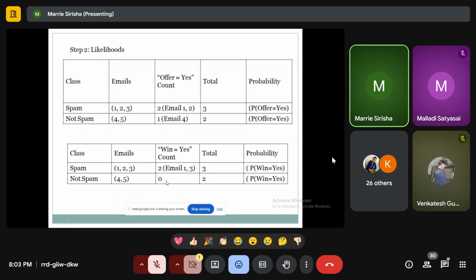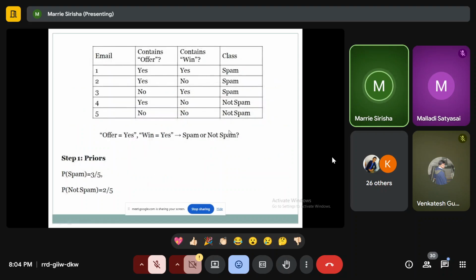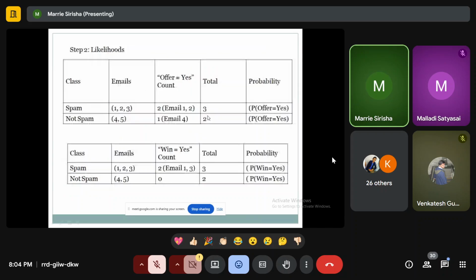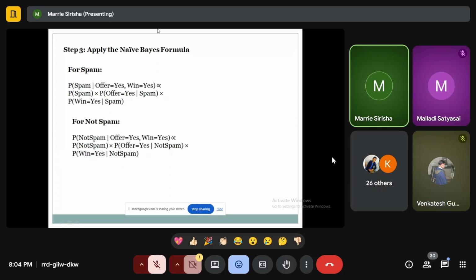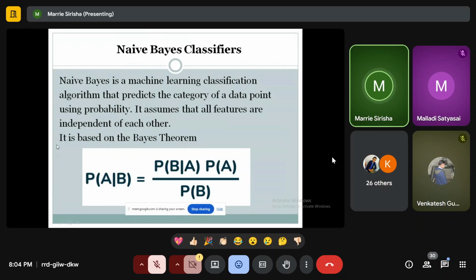And next one, not spam. Yes, not spam లో మనకి విన్ అనే వర్డ్ ఎన్నిసార్లు ఉంది? లేదు, బోత్ ద నాట్ స్పామ్ మెయిల్ zero wins. So I have taken zero. We have got every set of probability of offer yes and probability of win yes, right? Now we have to apply the naive Bayes formula. This is the naive Bayes formula that I have given you.